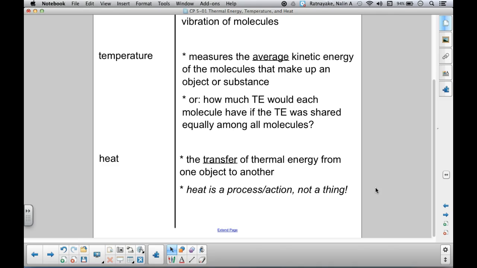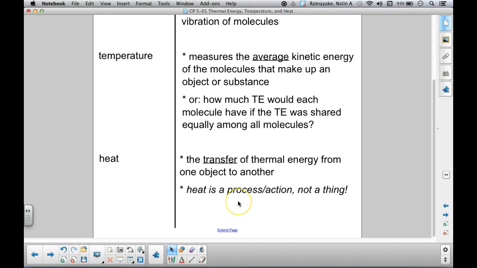In an earlier unit, we learned that energy moving from one object to another is called energy transfer. So when we move thermal energy specifically, we call it heat. Just like when we moved mechanical energy from one object to another, we called it work. And when we moved electrical energy from one object to another, we called it electricity or electrical current. Now, thermal energy, when it moves from place to place, has a specific word, heat.